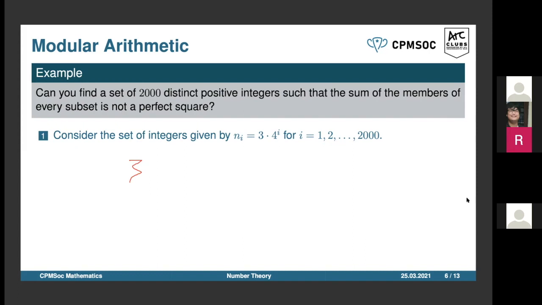And if 3 is included in any sum, we want to use maybe the addition property. So if we have 4 times k for any number, that also can't be a perfect square. If we add 4 times k prime, so another number, that also can't be a perfect square, right?